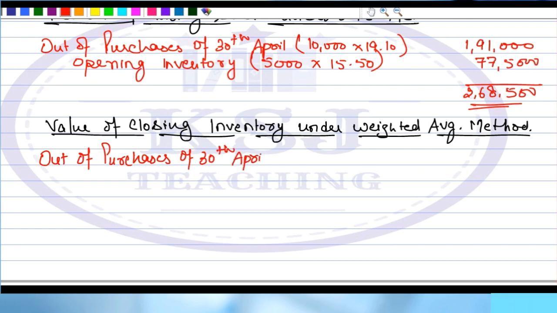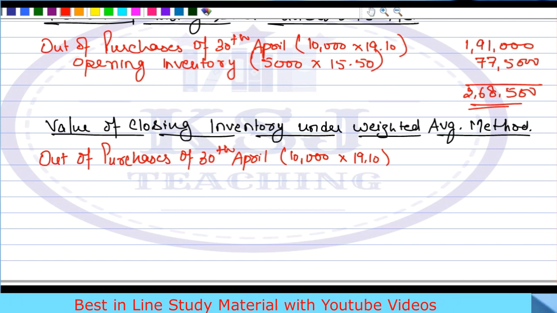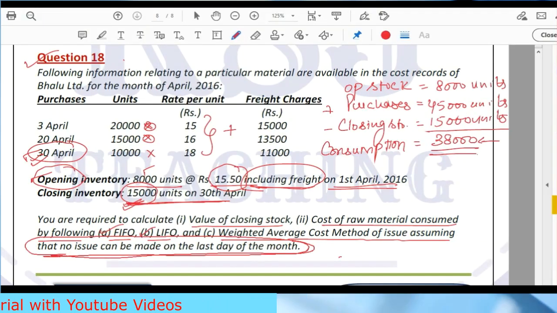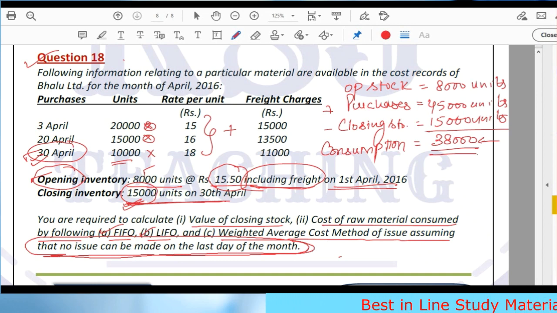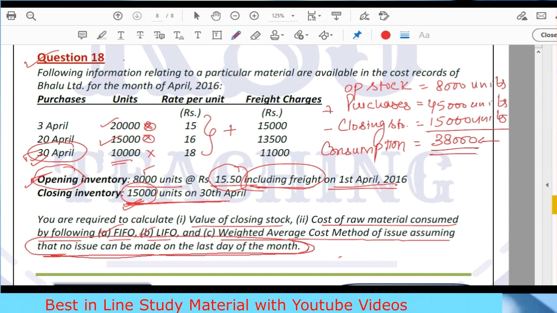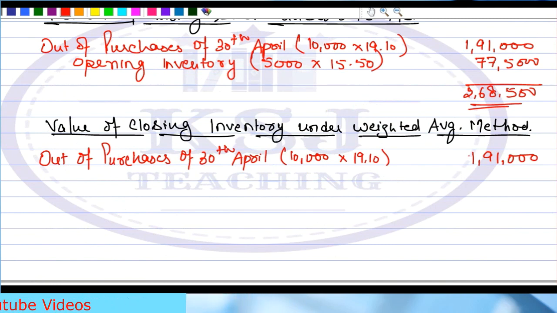Right, we know that what is the value of this inventory? 10,000 units multiplied by 19.10, yes, it is 1,91,000. Now the remaining 5,000 units, the closing inventory is 15,000. Out of this, 10,000 is from 30th April. The remaining 5,000, we do not know whether those 5,000 units are from this, or from opening inventory. We do not know this, sir. For this, we have to do the weighted average.